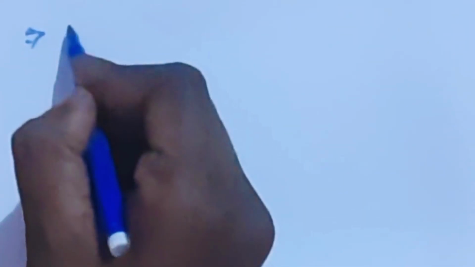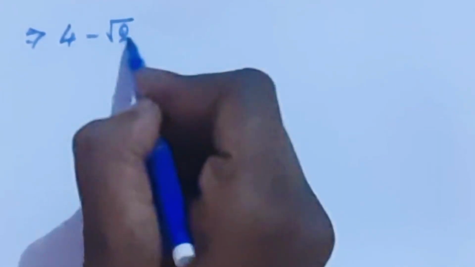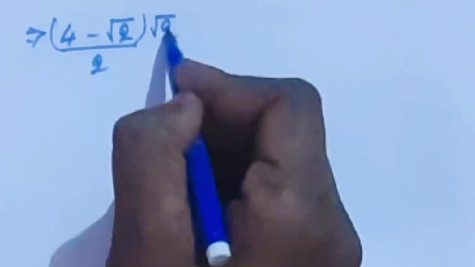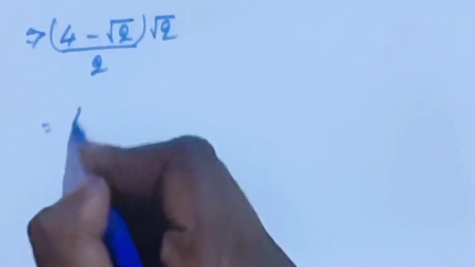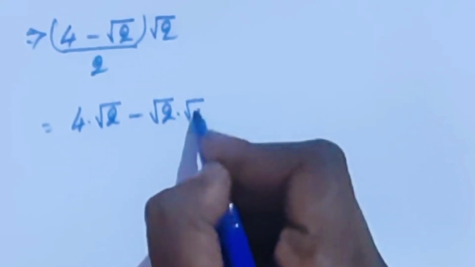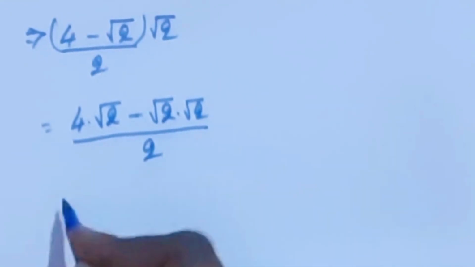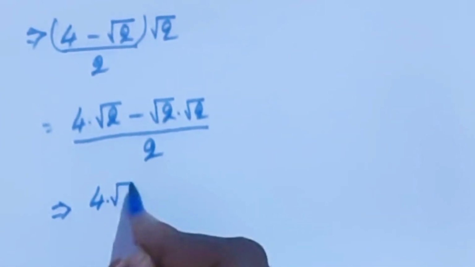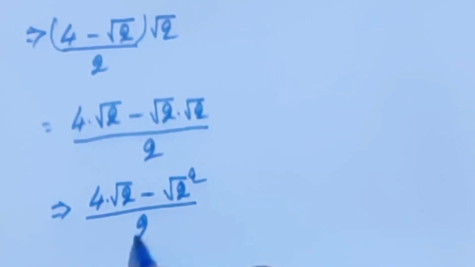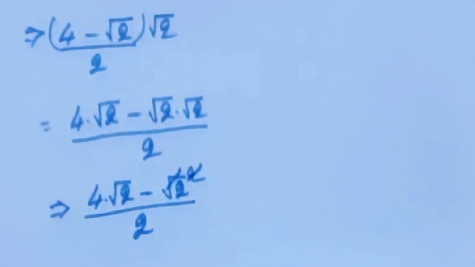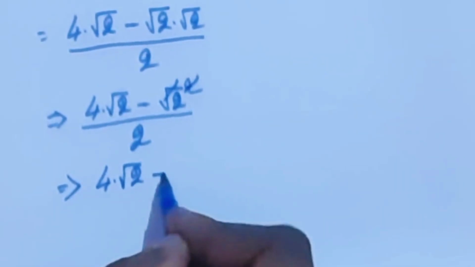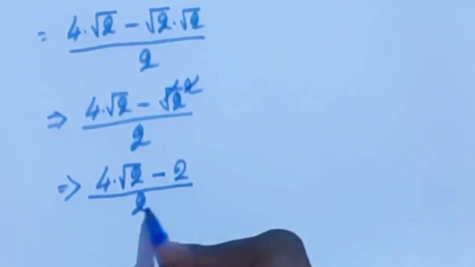Now 4 minus square root of 2 by 2, here square root of 2. Now multiplying the square root of 2 here, so 4 times square root of 2 minus square root of 2 times square root of 2 by 2. Now 4 times square root of 2 minus square root of 2 square by 2. Now the square and square root will cancel each other. Here we have 4 square root of 2 minus 2 by 2.